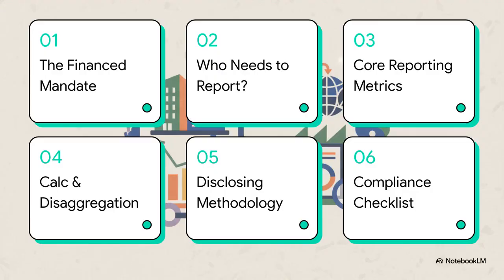So, here's our game plan. We're going to start with the mandate itself. What are we even talking about? Then, we'll clarify who's on the hook for reporting. From there, we'll get into the real nitty-gritty, the core metrics, how you actually calculate them, and, this is super important, how you disclose your methodology. Then we'll wrap it all up with a practical checklist you can use right away.